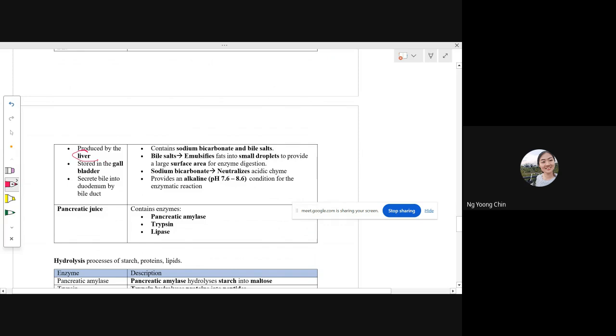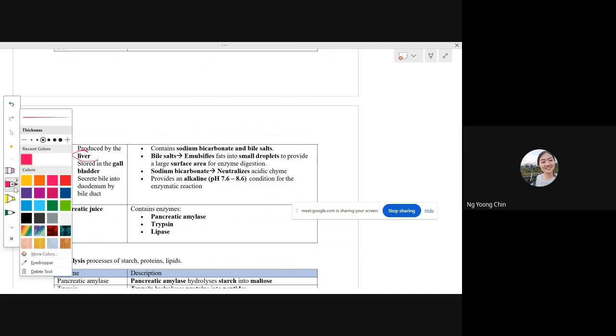So you should know what the bile contains. The bile is actually alkaline. It is an alkaline mixture because it contains sodium bicarbonate and bile salt. Both components are alkaline. The functions of the bile include two functions you should know.